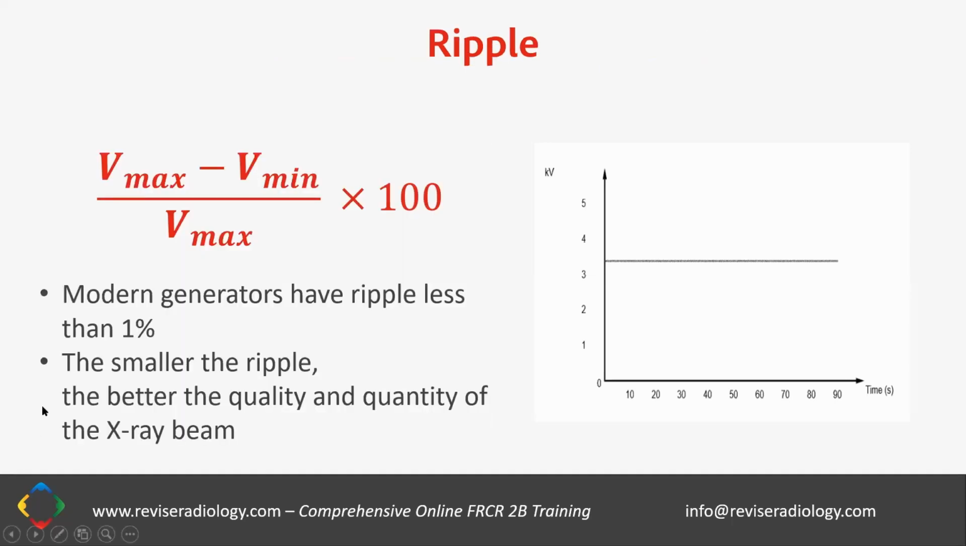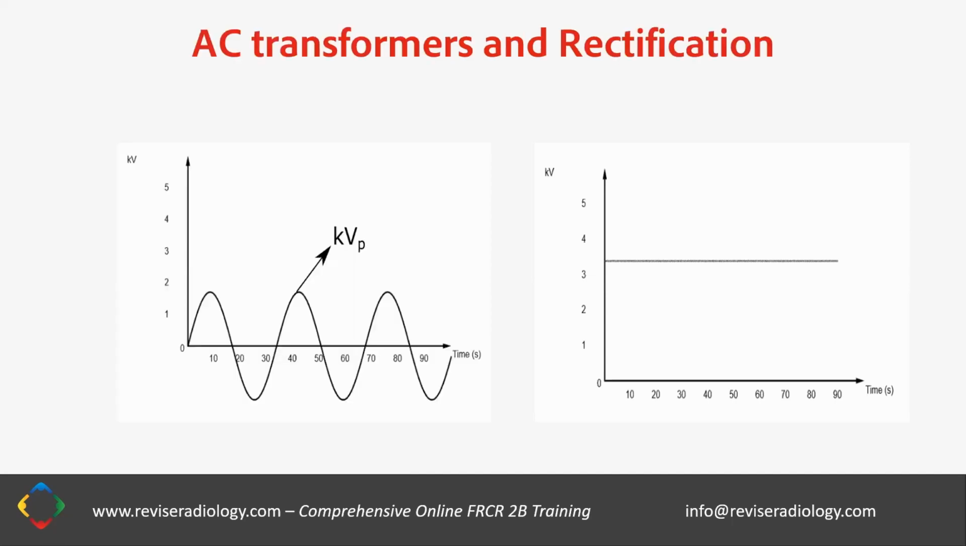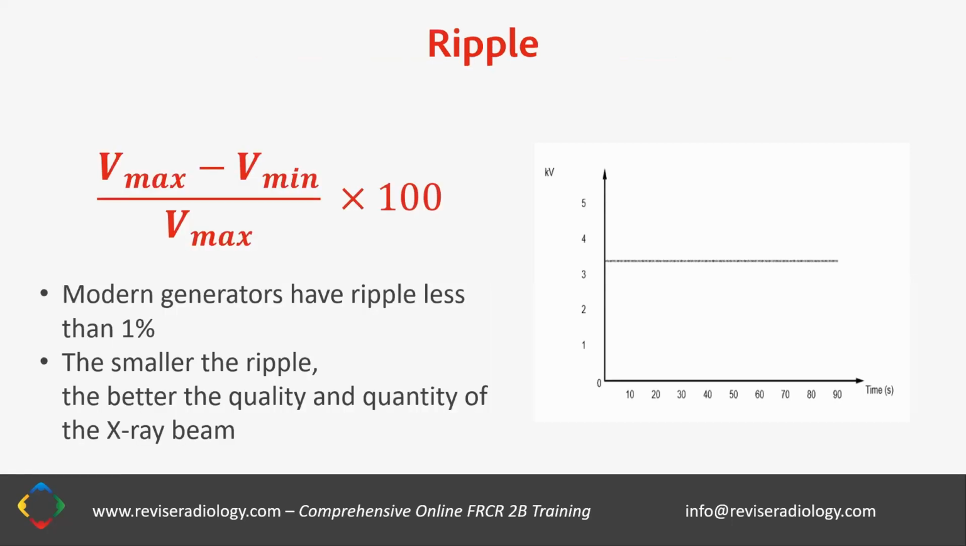And moving on, how do we measure this? The concept that we use to measure is called the ripple. If you look at the waveform on the left, it looks like a wave. So the ripple measures how much the waveform is varying, and the formula that we use is (V max minus V min) divided by V max, into 100, which gives us the ripple. And modern generators have a ripple of less than 1%. The smaller the ripple, the better the quality and quantity of the X-ray beam.